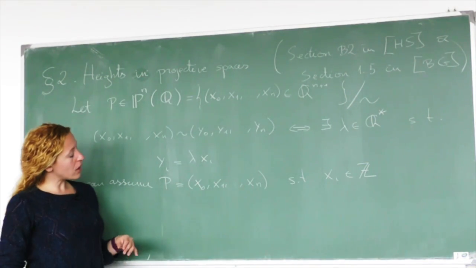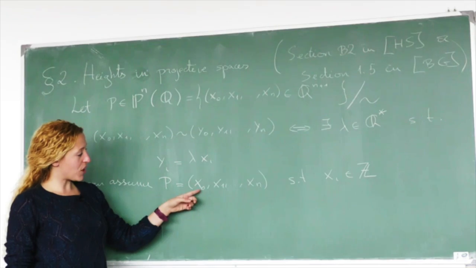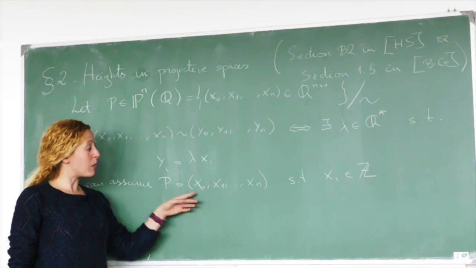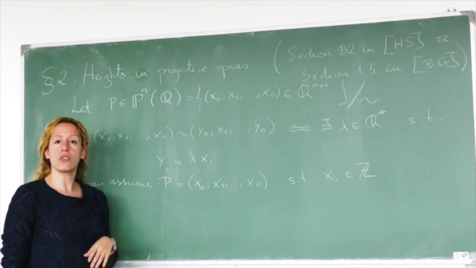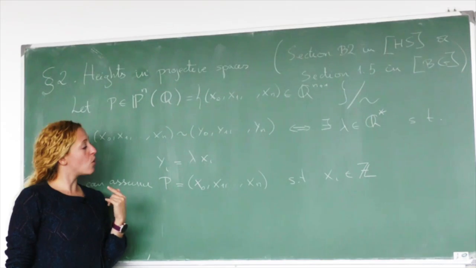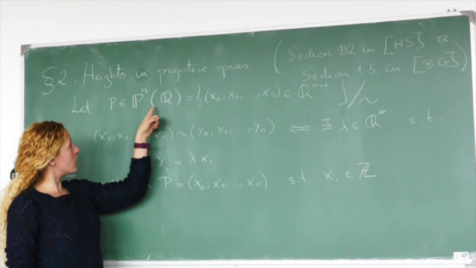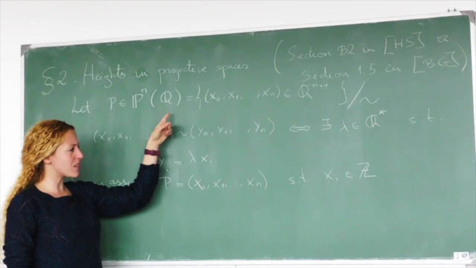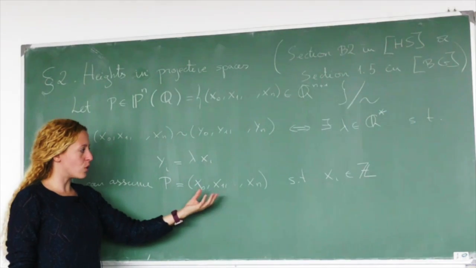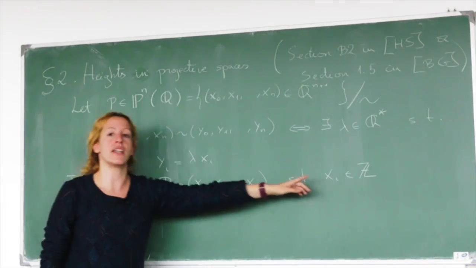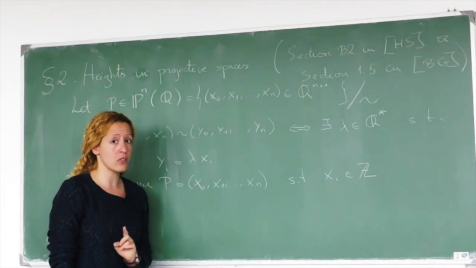Why can I do that? Well, I can do that because if I have a denominator in here, I can multiply all the coordinates by that denominator. So I can clean up denominators. So even if it's a point in the projective space with rational coefficients, I can assume, and I do, that the coordinates are integers. And I can even ask something else.